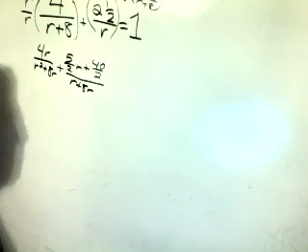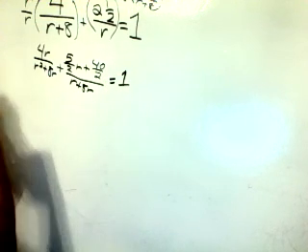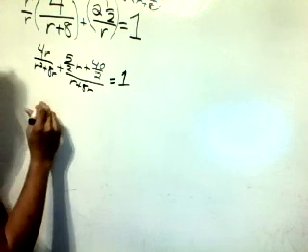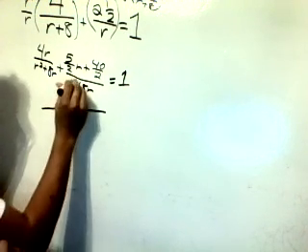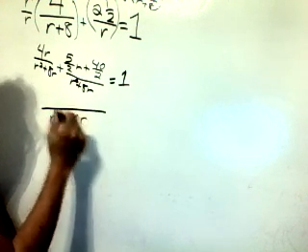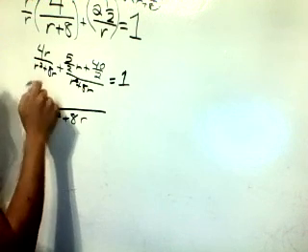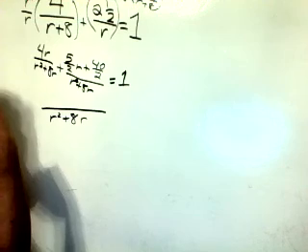Alright, good. And that's all equal to 1. So we put it all over one fraction. That's r squared plus 8r. At the top, we have 4r plus 5 halves r.